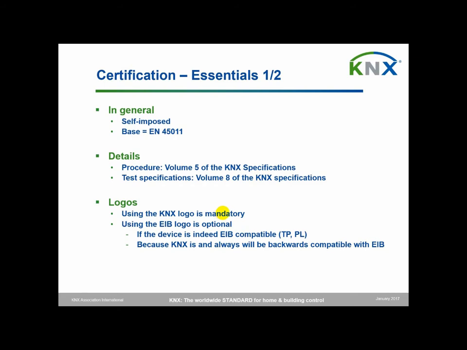Well, that is because, first of all, KNX is and always will be backwards compatible with EIB. So that's the fact actually. That's the base for this bullet here. When does this happen? Well, that is in case of a twisted pair or a power line device, because those are backwards compatible with EIB.